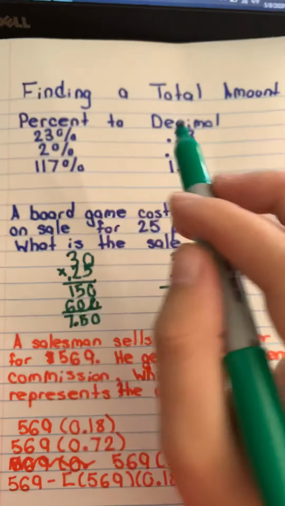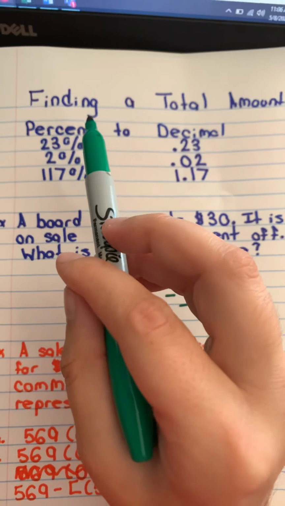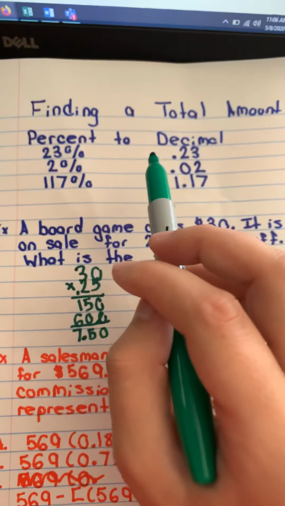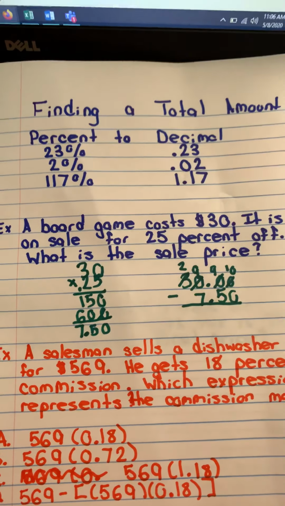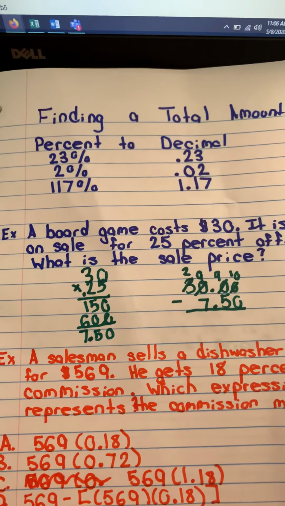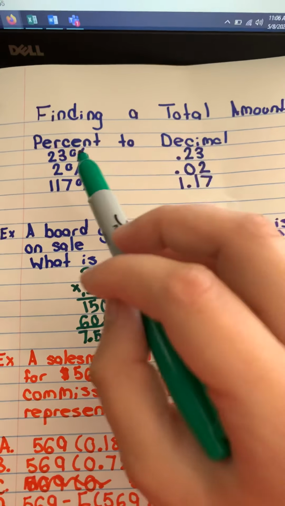So this is for finding total amounts. Remember, you always need to know how to turn a percent into a decimal. Because if I want to know what 10% of something is, or 12% of something is, I'm going to multiply by the decimal form of the percent.